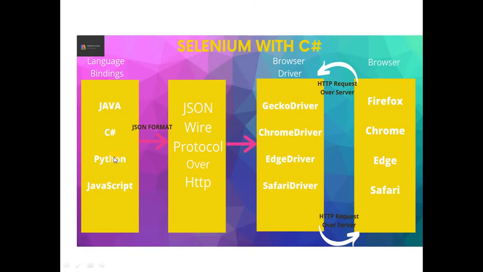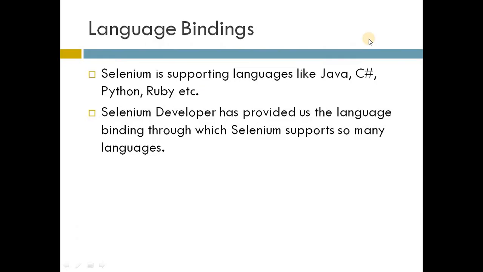So this is how the WebDriver architecture looks. As you can see here, we have four sections. First one is the language binding. Then we have the JSON wire protocol. Then we have the browser driver, and then we have the original browser.